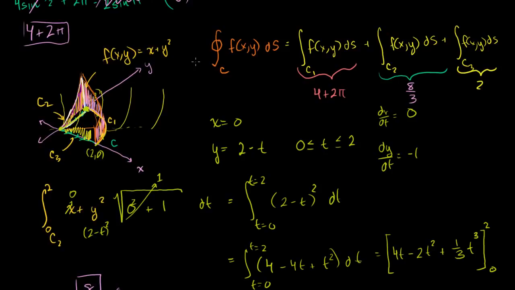And so to answer our question, what was this line integral evaluated over this closed path of f of x y? Well, we just add up these numbers. We have 4 plus 2 pi plus 8/3 plus 2. 8/3 is the same thing as 2 2/3. So 4 plus 2 2/3 is 6 2/3, plus another 2 is 8 2/3. So this whole thing becomes 8 2/3, if you write it as a mixed number, plus 2 pi. And we're done. Now we can start trying to do line integrals with vector-valued functions.